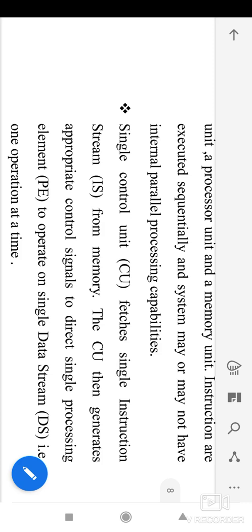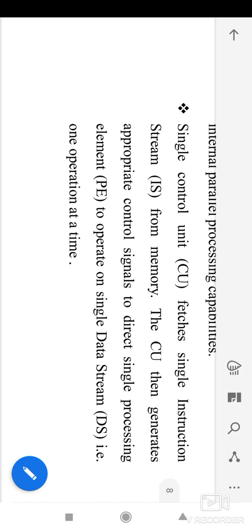The single control unit fetches a single instruction stream from the memory. The control unit then generates the control signals to direct the single processing element to operate on the single data stream. That is, only one instruction is processed at a time, and only one operation is carried out at a single time.